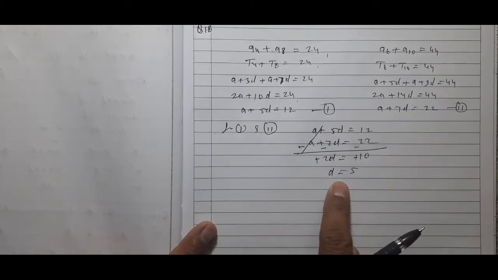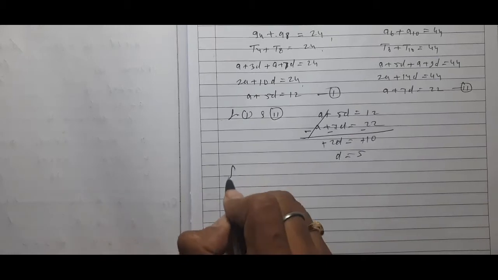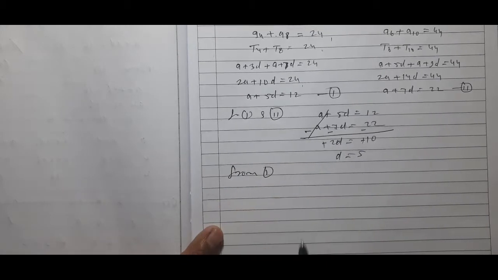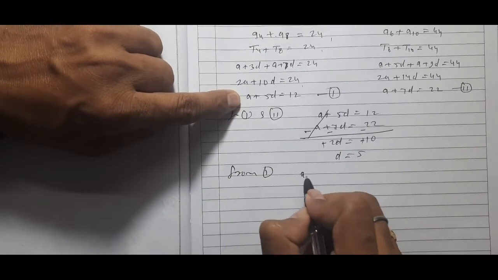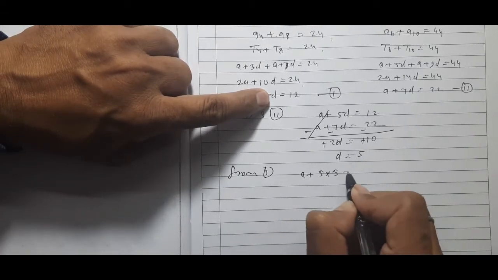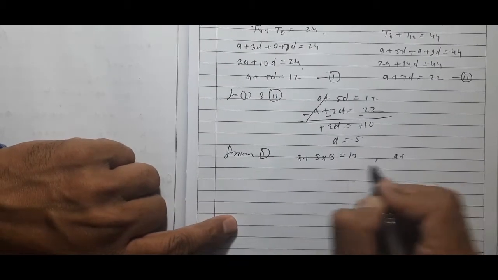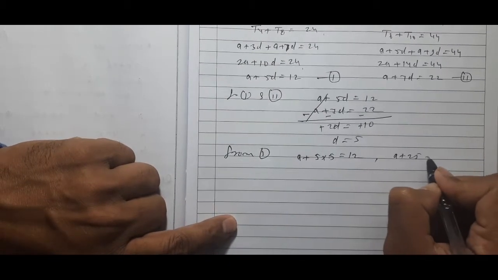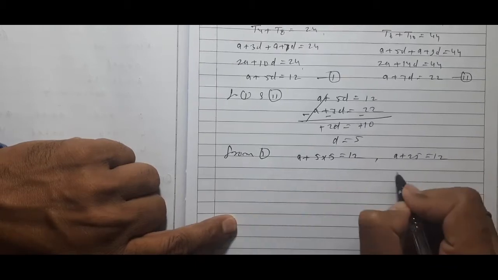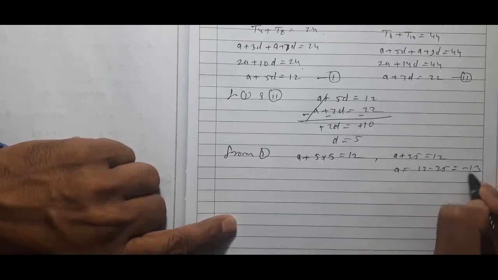Okay, putting the value of D in equation 1 or 2, whichever. So from first, A plus 5 into D, D means 5, equal to 12. So A plus 5 fives are 25, equal to 12. So A equals 12 minus 25, which is equal to minus 13.